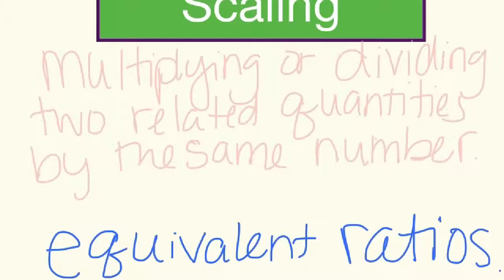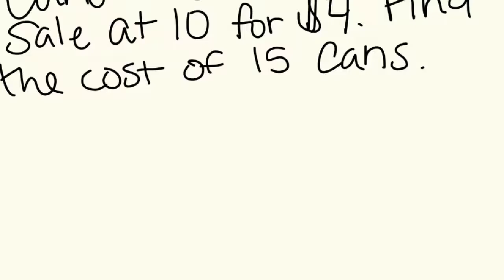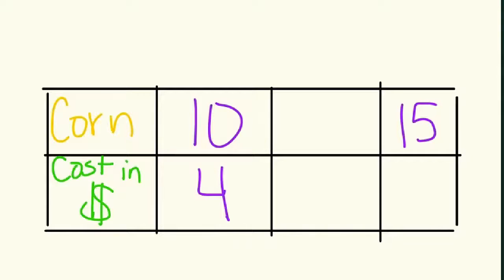An example would be 10 cans of corn are on sale for $4. We want to find the cost of 15 cans. A question we want to ask ourselves is, is there a whole number that we can multiply 10 by in order to get to 15? Can you think of any? Again, it's a whole number. So I personally don't think there is.